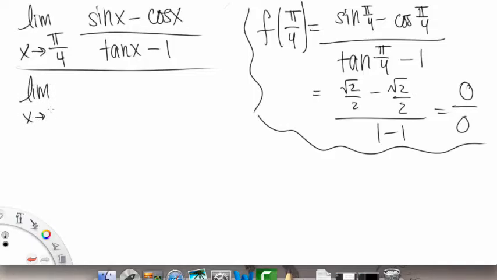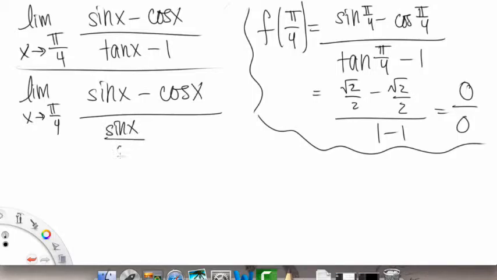So, limit as x approaches pi over 4. We're going to leave the top right now, okay? And here we're going to work with a little bit of trig. So tangent x, another way to write that is sine x over cosine x. Then we have our minus 1 there.